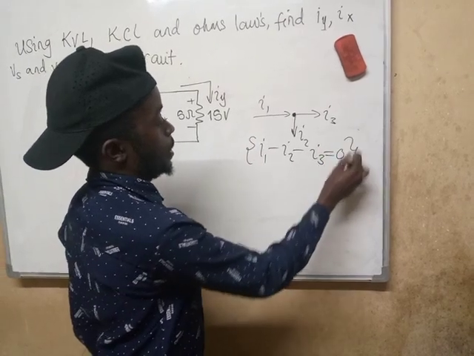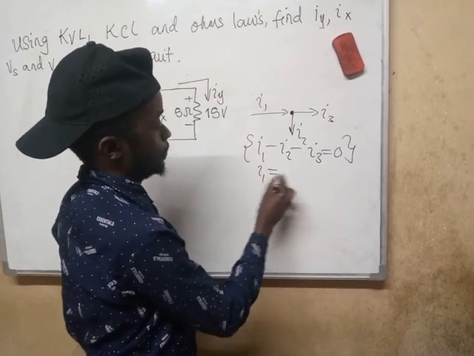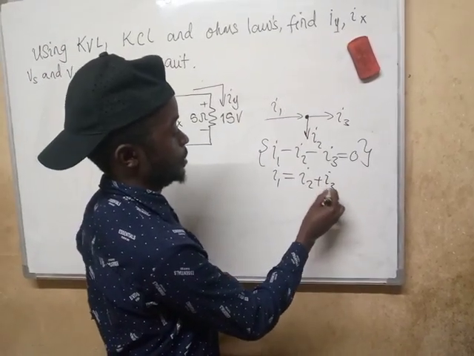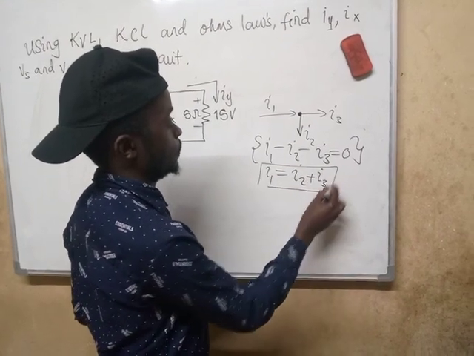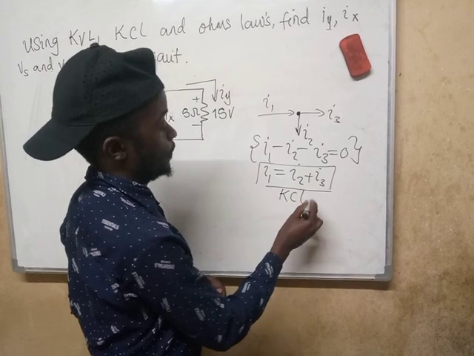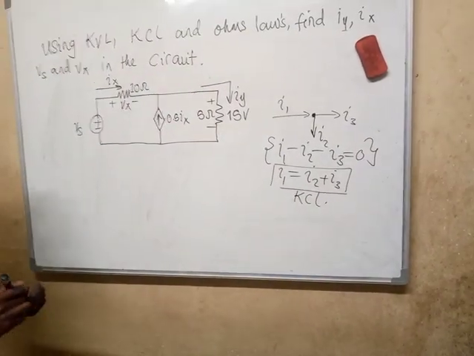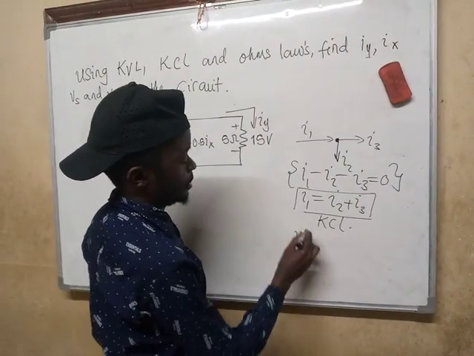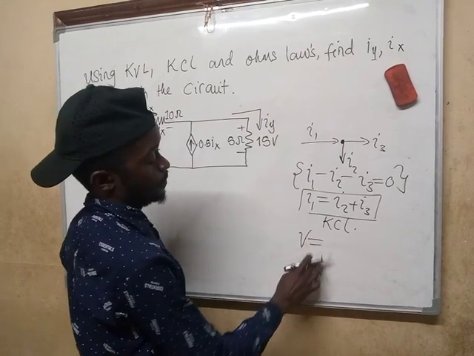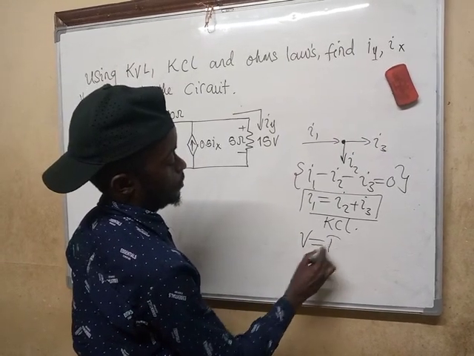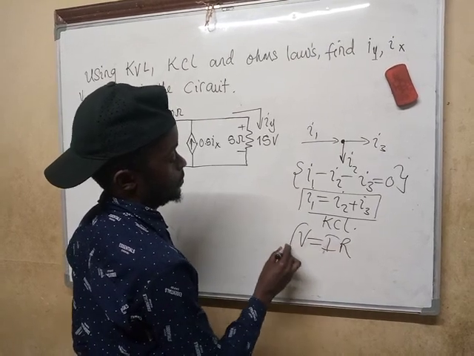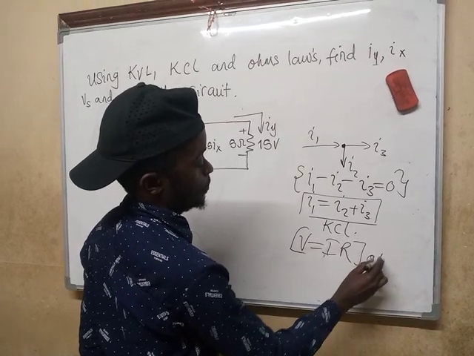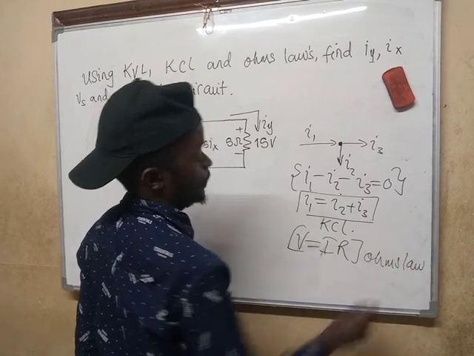In other words, what we are saying is I1 is entering the node, so it must be equal to the current leaving the node. This is the summary of KCL. So Ohm's law is the relationship of voltage, current, and resistance. That is Ohm's law.